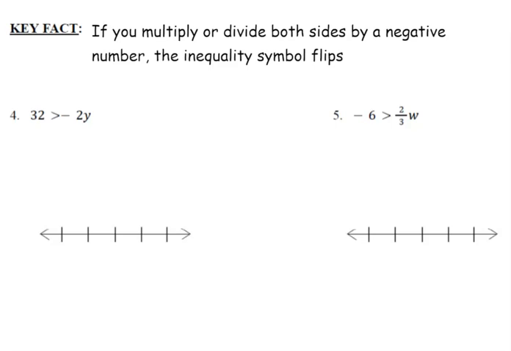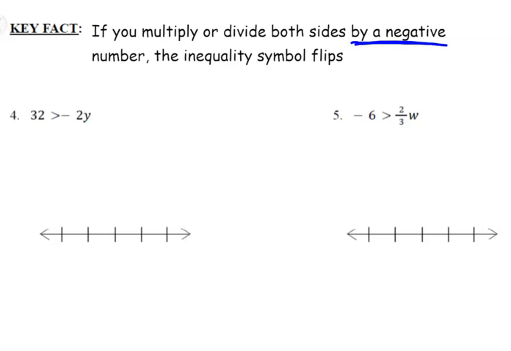I'm going to say that one more time. If you multiply or divide both sides by a negative number, then the inequality symbol flips. And so this "by a negative" part is really important because it's not just that you have a negative number somewhere. It's, are you writing that negative number on both sides to perform the operation?